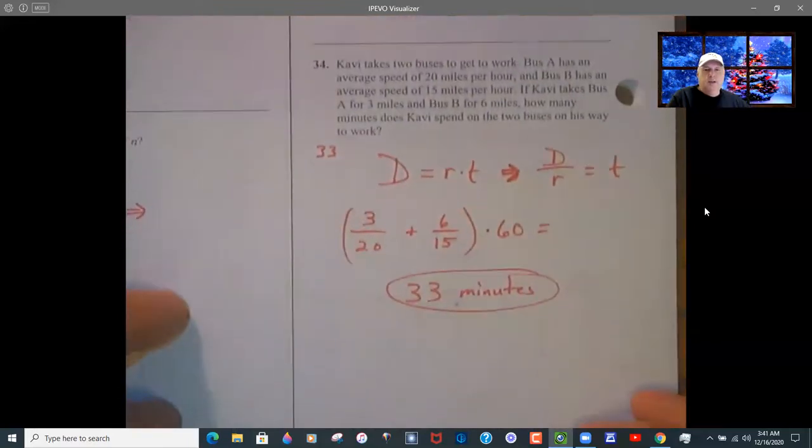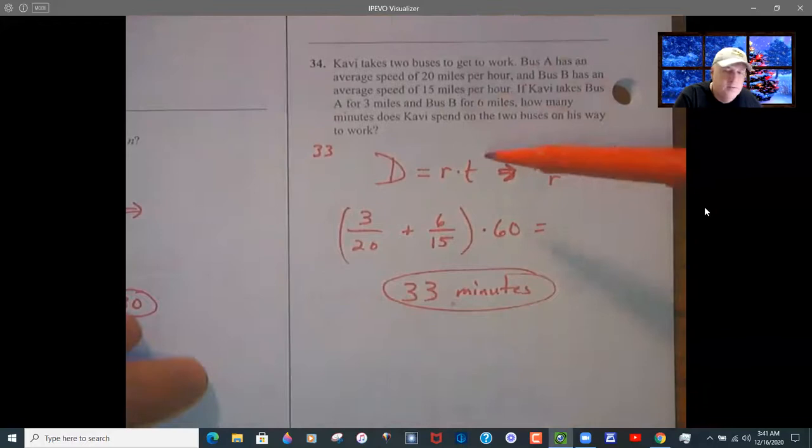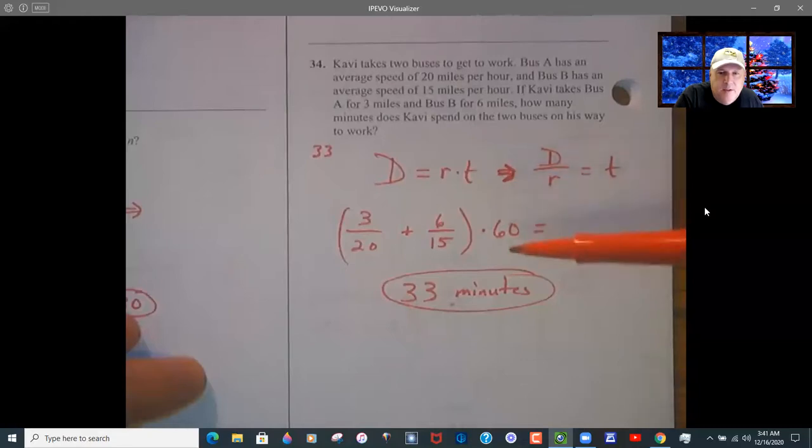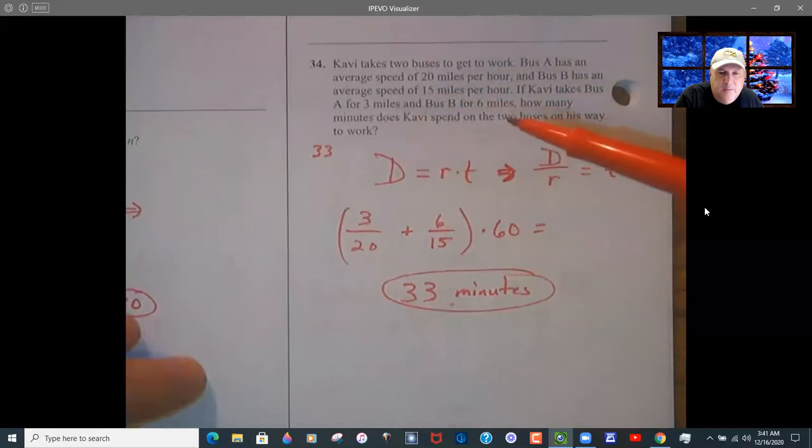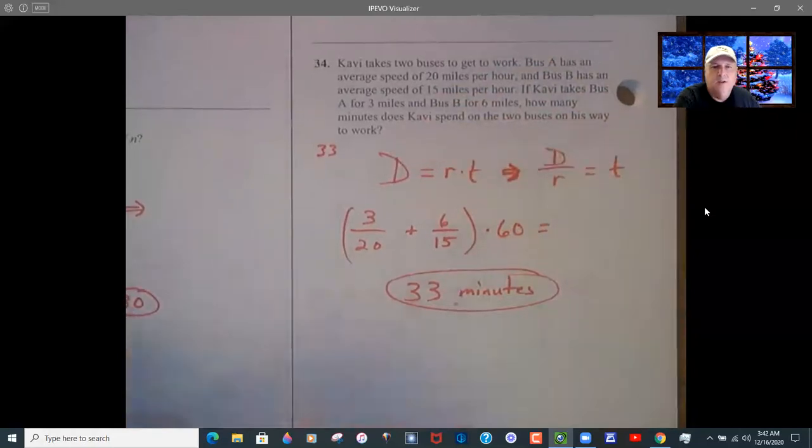34, another dr, distance, rate, and time. Notice I solve for time here. Okay, bus A has an average speed of 20 miles per hour and bus B has an average speed of 15 miles per hour. If Cabby takes bus A for 3 miles and bus B for 6 miles, how many minutes does Cabby spend on the 2 buses on his way to work? So Cabby, probably that's how you pronounce that. Goodness, names.